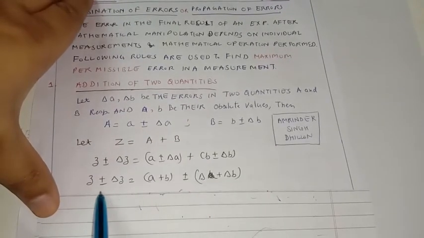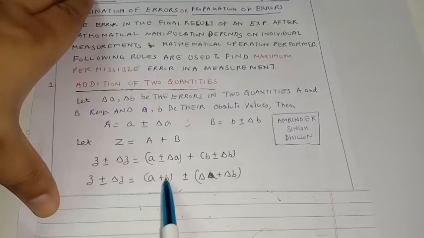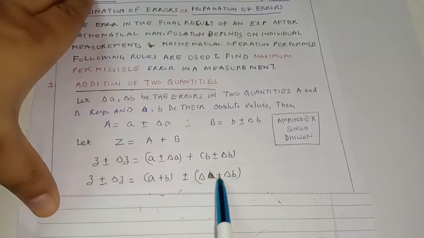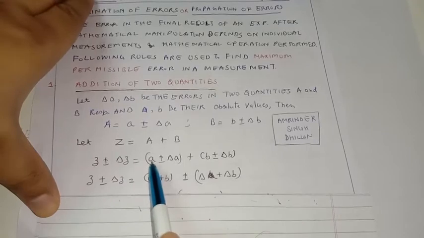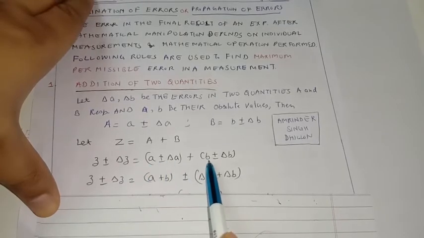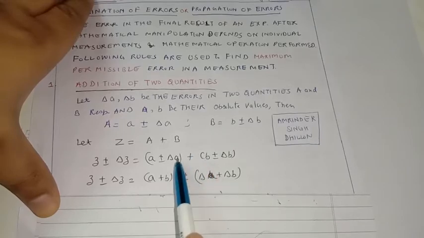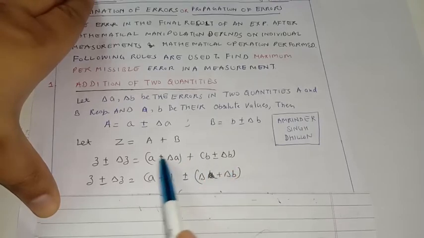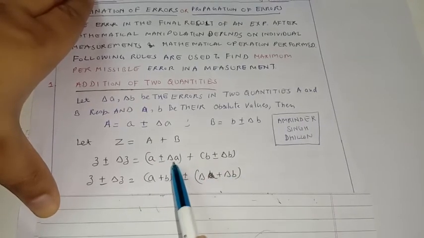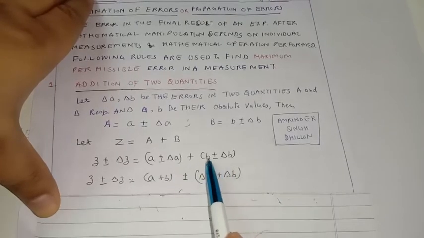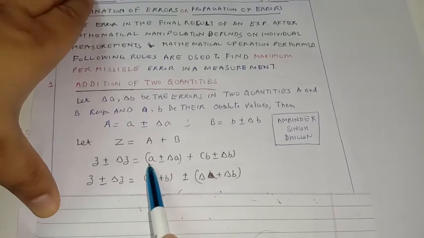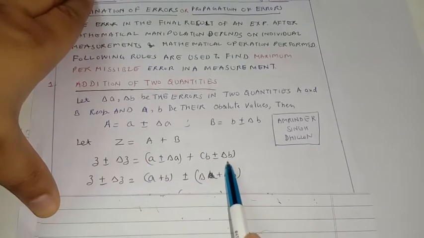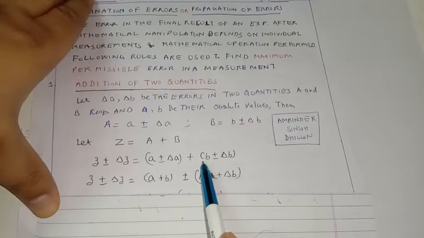This we can write as Z plus minus delta Z equal to a plus b plus minus delta A plus delta B. Remember, a and b are the absolute part of the value of the physical quantity, which we consider as the true value, while delta A and delta B are the absolute errors present in the respective quantities. Moreover, the value of delta A or delta B is very small compared to the value of a and b. That is, delta A is very small compared to a, and delta B is also very small compared to b.